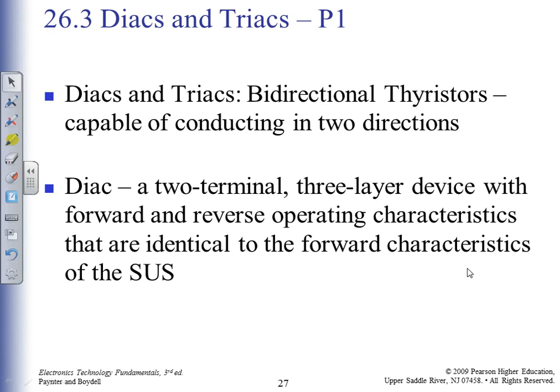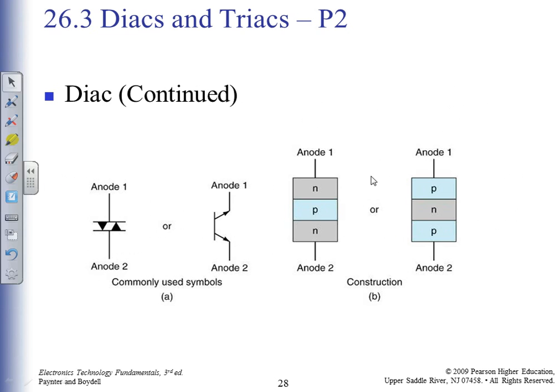Diacs and Triacs. Bidirectional transistors, not transistors, Thyristors. They go in both directions, whereas the SUS guy and the SCR are only going to operate in the forward, positive voltage direction. These guys work in both directions. So I have 3 pieces of doping associated with them. Got a funny looking symbol that's associated with them. And depending on how I make them, they will turn on at a particular voltage.